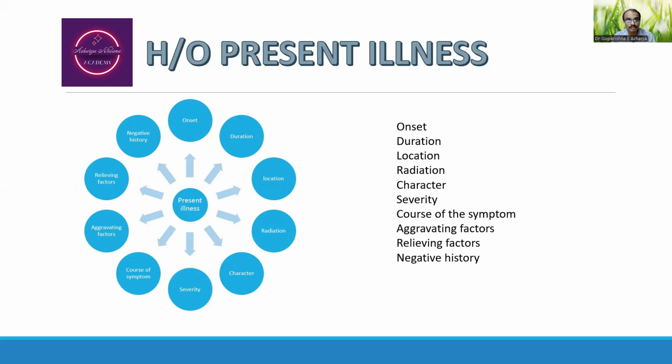In that particular situation, the details of the history of present illness differ a little bit. That is onset, duration, location, radiation, character of the pain, severity, course of the symptom, aggravating and relieving factors, and negative history. These are the points that have to be elaborated as far as the pain is concerned.